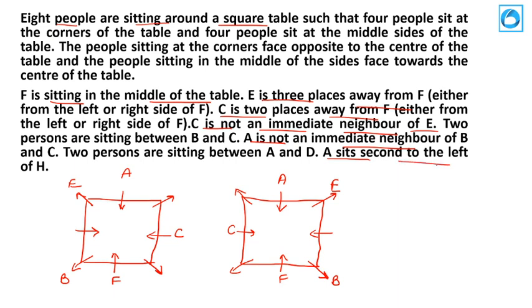This is also given: A sits second to the left of H. Now in the first one, yes, A can be second to the left of H, but in the second case you can see only this position and this position are left. Now if you place H here, you will have A second to the right. That means this case cancels out, right? So this is not the right case here. 2 persons are sitting between A and D, so D will be here, and whoever is left to be placed, that is your G, will be here, right?